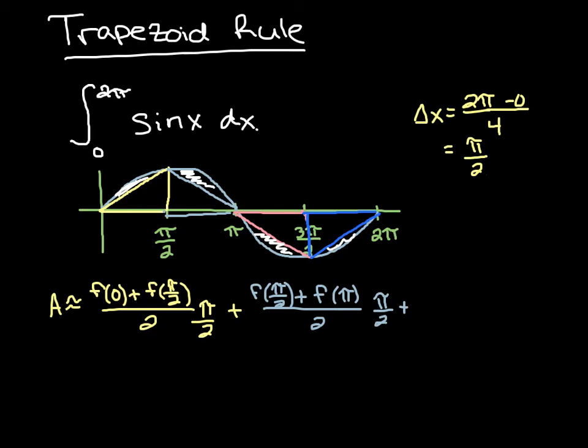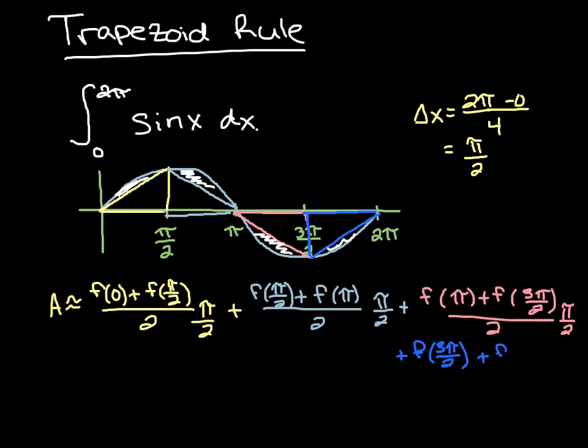Plus our third trapezoid divided by 2 times our delta x. And then last but not least, our fourth trapezoid. I'm just going to go down here to save space. We have f of 3 pi over 2 plus f of 2 pi divided by 2 times our delta x.